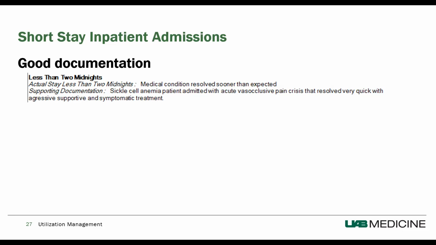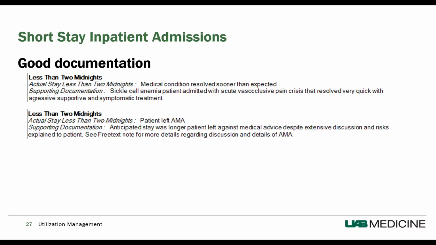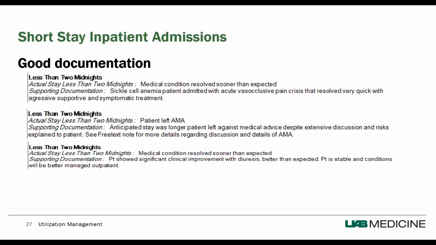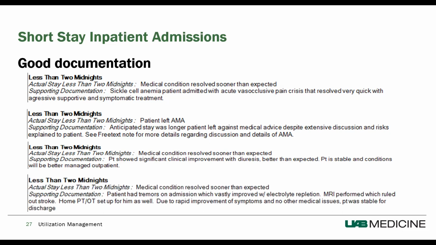This is fairly good documentation on the form, that they got better. The sickle patient, they got better with aggressive support, symptomatic treatment. This patient left AMA, and there was actually a very detailed free text note outlining all of that. This was a heart failure patient that improved with diuresis better than we were expecting, and so they're stable, and now they're better managed as an outpatient. This was another one that was fairly good, indicating a rapid improvement in symptoms and stability for discharge.